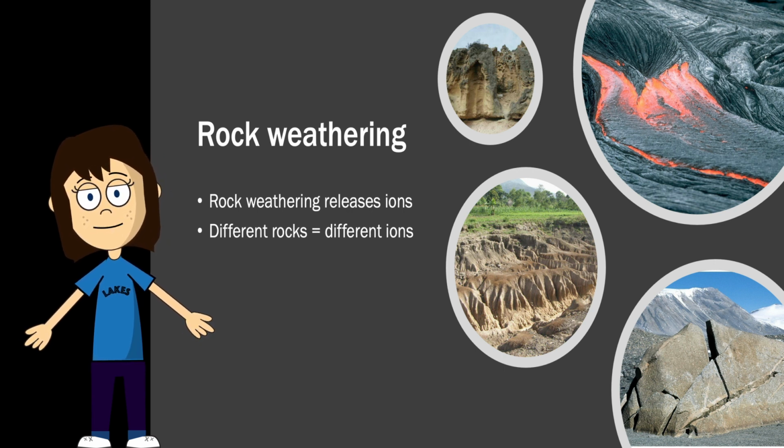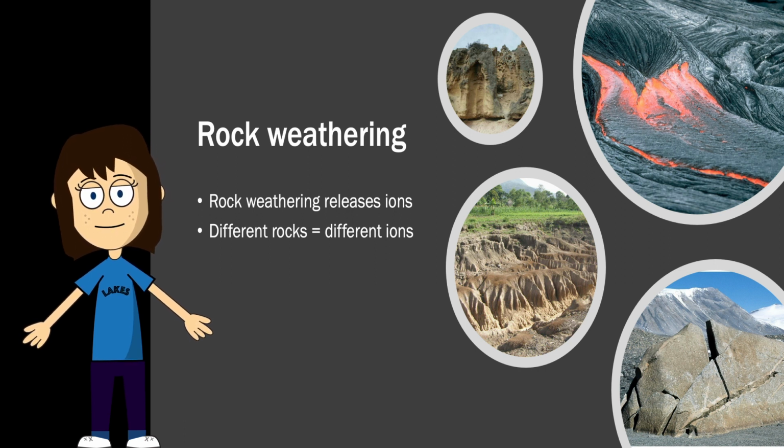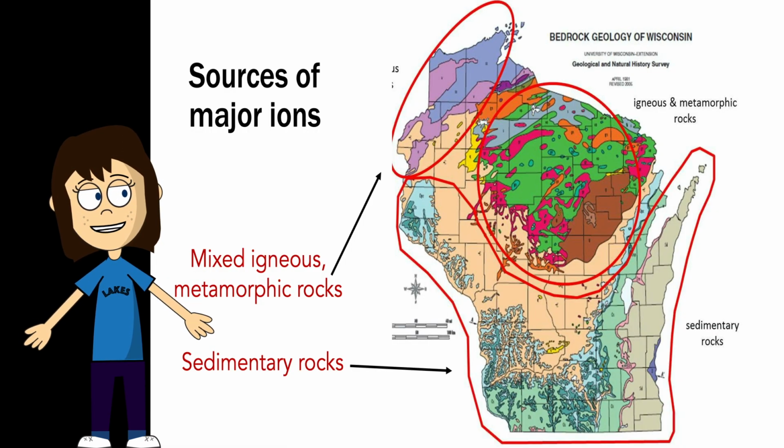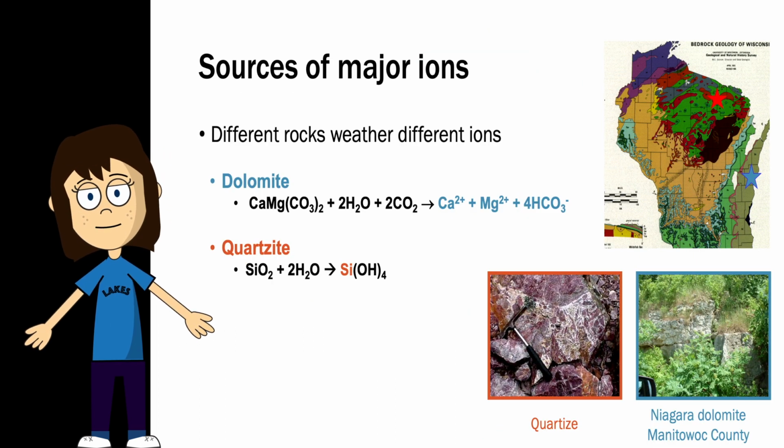Also, different types of rocks have different weathering rates. So in areas of high weathering, local waters might have higher concentrations of ions than in areas of rocks with low weathering rates. So let's take a look at Wisconsin, which has a really unique geology. In the northern part of the state, the bedrock geology tends to be made up of igneous and metamorphic rocks, whereas in the southern half of the state, the bedrock geology tends to be sedimentary rocks. And those different rocks will weather different ions.